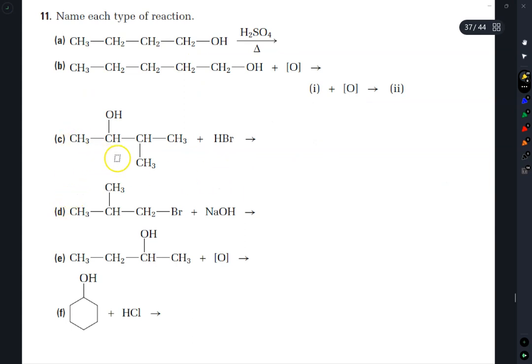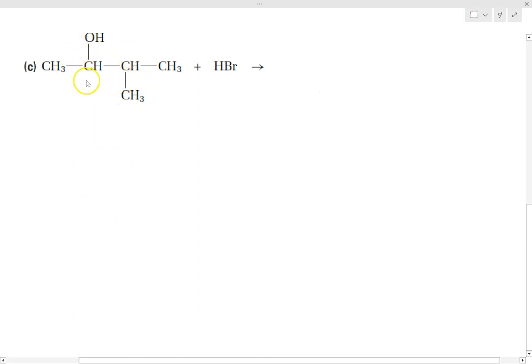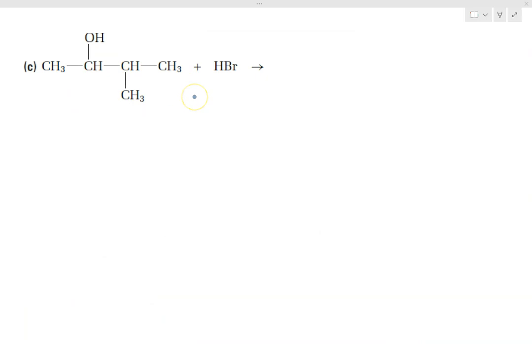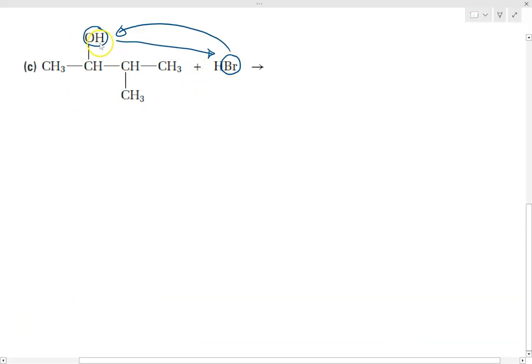But let's start with C. So here we have a secondary alcohol, and it's reacting with a hydrogen halide. Looking at our flow chart, I see that an alcohol reacting with a hydrogen halide is a substitution reaction, and water will pop out. So it can also be called a condensation reaction. In return, an alkyl halide will be produced. So looking back over here, the halogen and the hydroxyl group will switch places. Anytime you see an H and OH, just think of water.